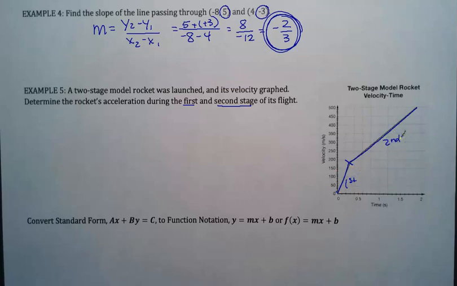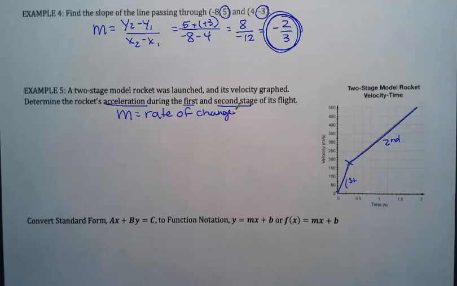All right, and we want the rocket's acceleration. What is acceleration? I mean, we've been talking about y equals mx plus b, linear equations, right? Linear functions. Acceleration is the slope, because slope is the rate of change. Just like speed, right? It's a rate of speed. It's the rate of change as well. It's a rate. Okay, so anytime we're looking for a rate of any kind, we're looking for the slope. All right, so what is the slope of the model rocket?